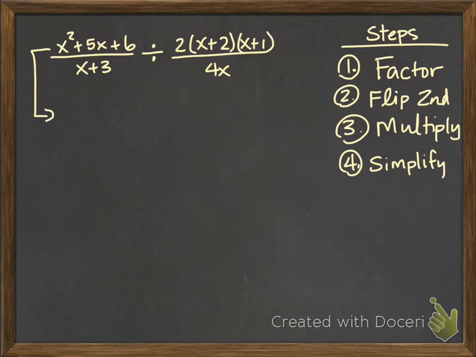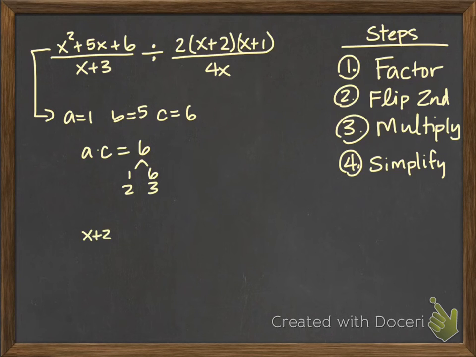Well, this one we've factored a whole bunch of times before. Our a is 1, our b is 5, and c equals 6. You've been doing this since about Algebra 1. A times c equals 6. Factor that, we get 1 and 6, 2 and 3. And it's going to be 2 and 3 because it has to add up to make 5. So let's write that over again. We have x plus 2 times x plus 3. That's our factored form. Divided by x plus 3.